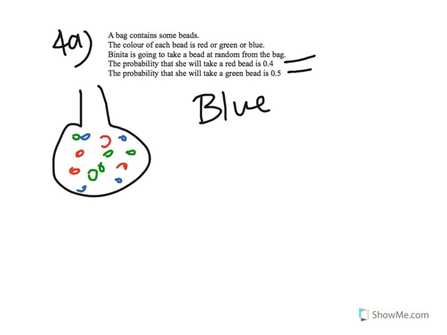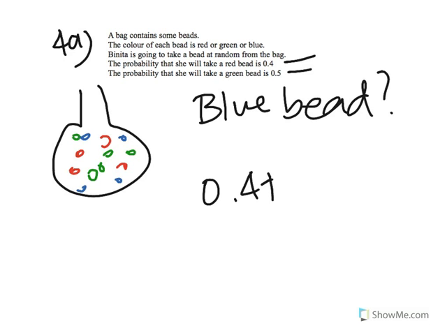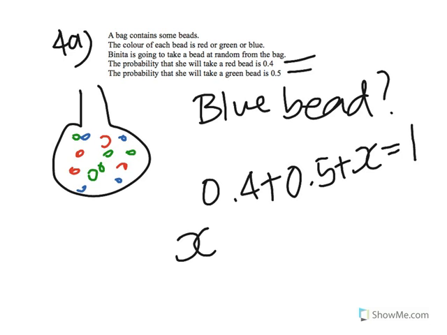Alright? So now, as you all know, probability is a fraction, and it always adds up to 1. So all the probabilities that are possible always will add up to 1. So knowing that, we would say that 0.4, the probability of taking a red bead, plus the probability of taking a green bead, 0.5, plus the probability of taking the blue bead, we'll call that x, is equal to 1. So that means that the probability of taking a blue bead, x, is equal to 1 minus 0.4 minus 0.5, which is nothing but 0.1.